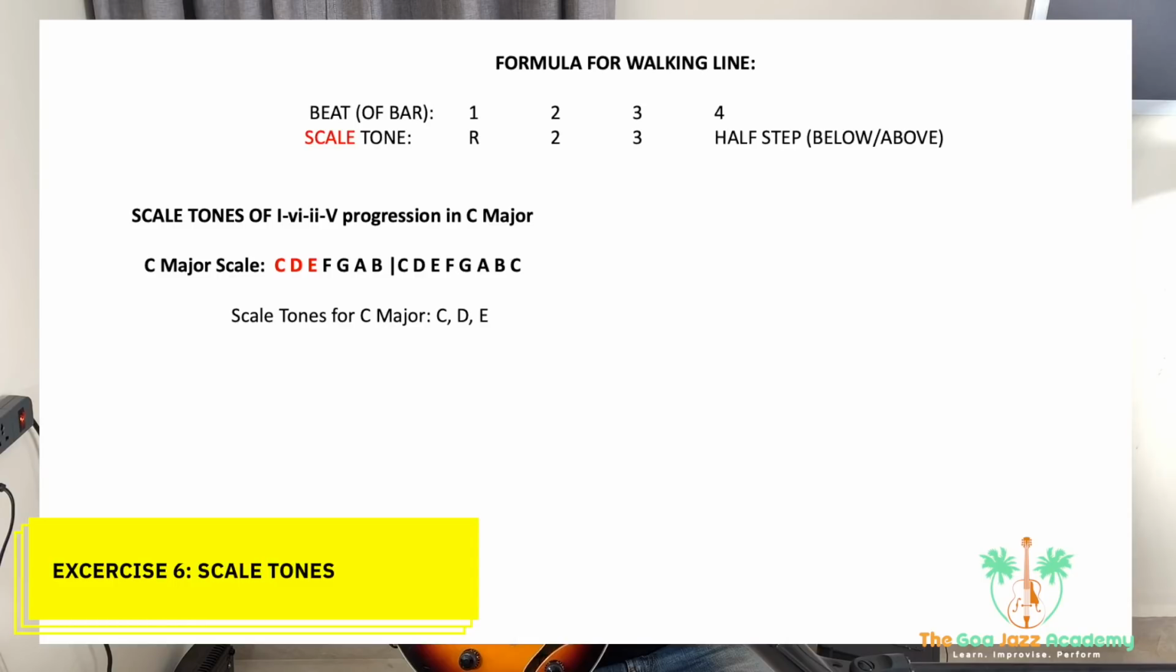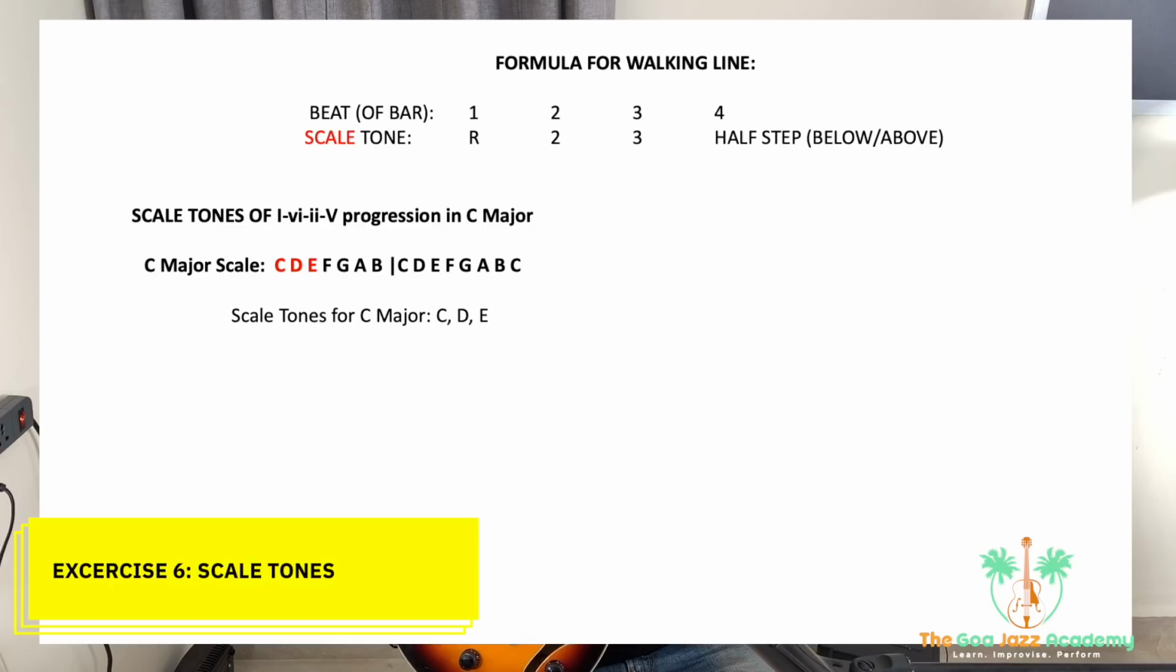स्केल टोन्स को आइडेंटिफाई करने के लिए आई एम गोइंग टू शो यू अ सिंपल सिस्टम. हमारे बेस लाइन के लिए इन अ बार वी नीड अ रूट, अ सेकंड डिग्री एंड अ थर्ड डिग्री ऑफ अ स्केल, राइट? सो द स्केल हैज़ टू रिलेट टू द कॉर्ड दैट इट इज़ related to. For the first bar, it's C major. So C major में we need the first, second, and third scale degrees.